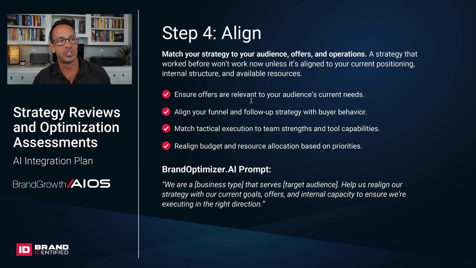And now moving on here into step number 4, that is to align. Match your strategy to your audience, your offers, and your operations. A strategy that worked before won't work now unless it is aligned to your current positioning, your internal structure, and your available resources. So ensure that all of your offers are relevant to your audience's current needs. Align your funnel and any follow-up strategies with your buyer's behavior. Match technical execution to your team's strengths and their tool capabilities, and then realign your budget and your resource allocation based on these priorities. And then I've given you another BrandOptimizer.ai prompt to help you out here with step number 4.